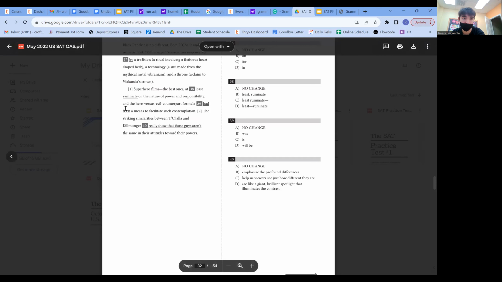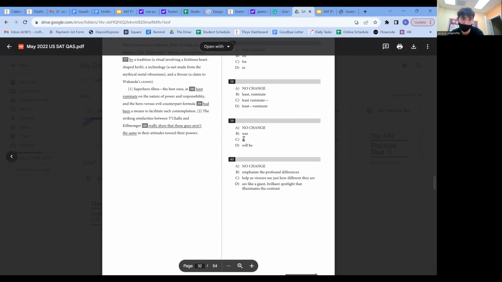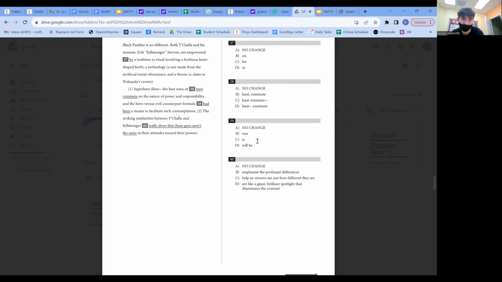39: had been a means to facilitate such contemplation. 39 is going to turn into C, because it is a means. It was, it was, but is present tense, so it is a means. 40: really show how those guys aren't the same in their attitudes towards their power. The answer for 40 is just going to be B, emphasize the profound differences. You just got to match the tone of the text.